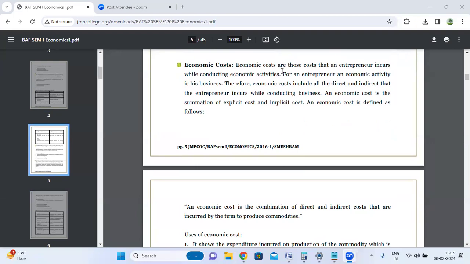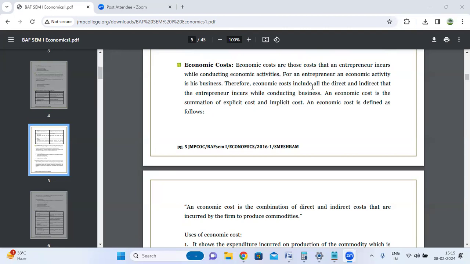Economic costs are those costs the entrepreneur incurs while conducting economic activities. For example, an entrepreneur's business is an economic activity.